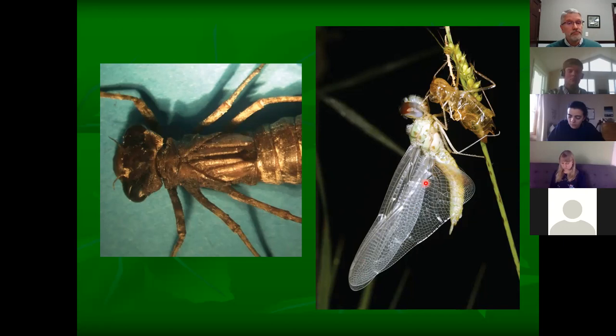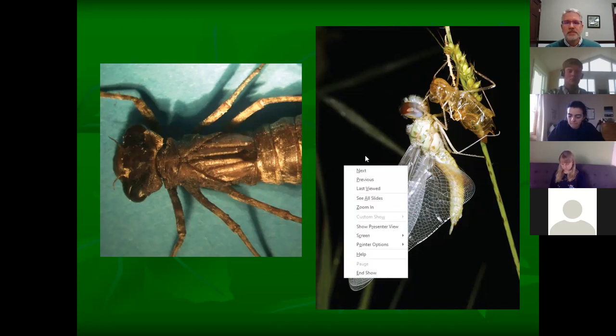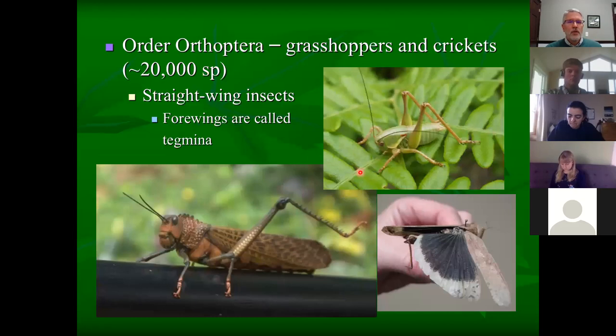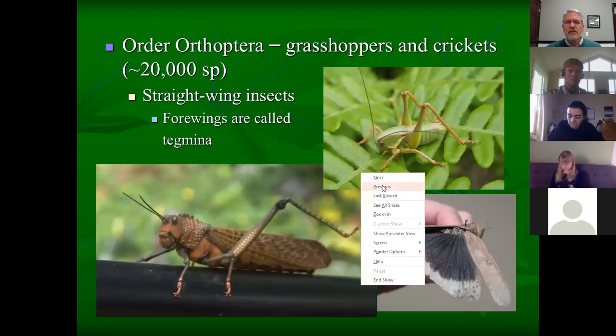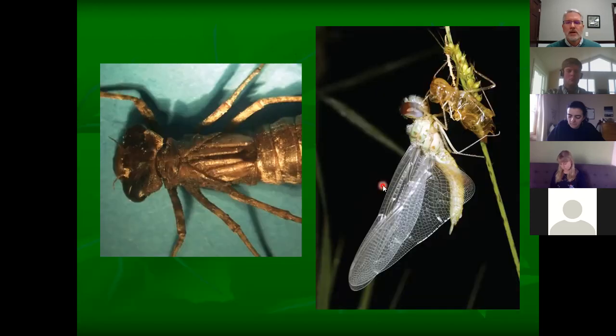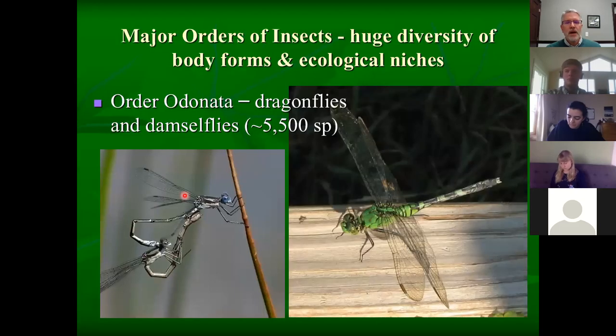Okay, so that is their incomplete metamorphosis for Odonata. Orthoptera, actually, let me go back. I didn't mention their reproduction, but it's pretty incredible.